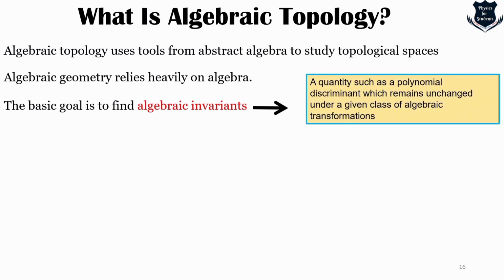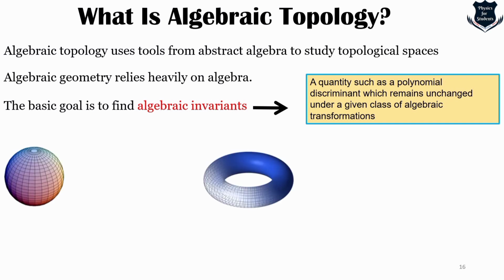What is an algebraic invariant? It is a quantity, just like a polynomial discriminant, which remains unchanged when there is an algebraic transformation. So for example, if we see the torus on the right hand side and a sphere, the torus is different from the sphere. Why? Because the torus has a hole and the sphere doesn't, right?